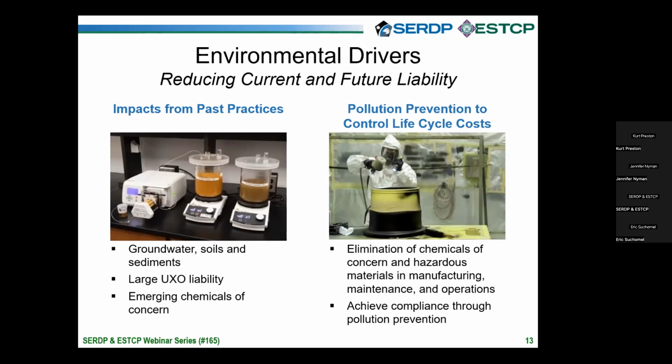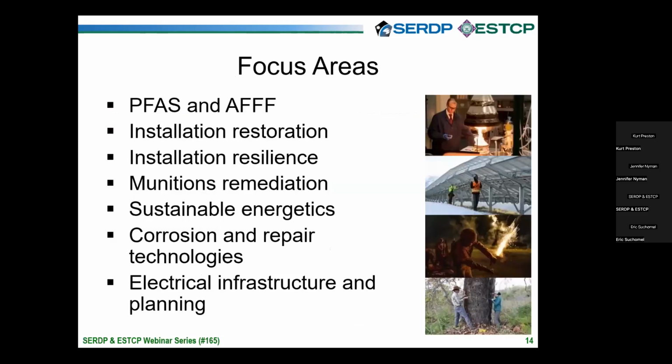The second part of this is pollution prevention, with a focus on eliminating chemicals of concern or hazardous materials in manufacturing, maintenance, and operations of our installations. We have several main focus areas for research and demonstration at SERDP and ESTCP, as shown here.